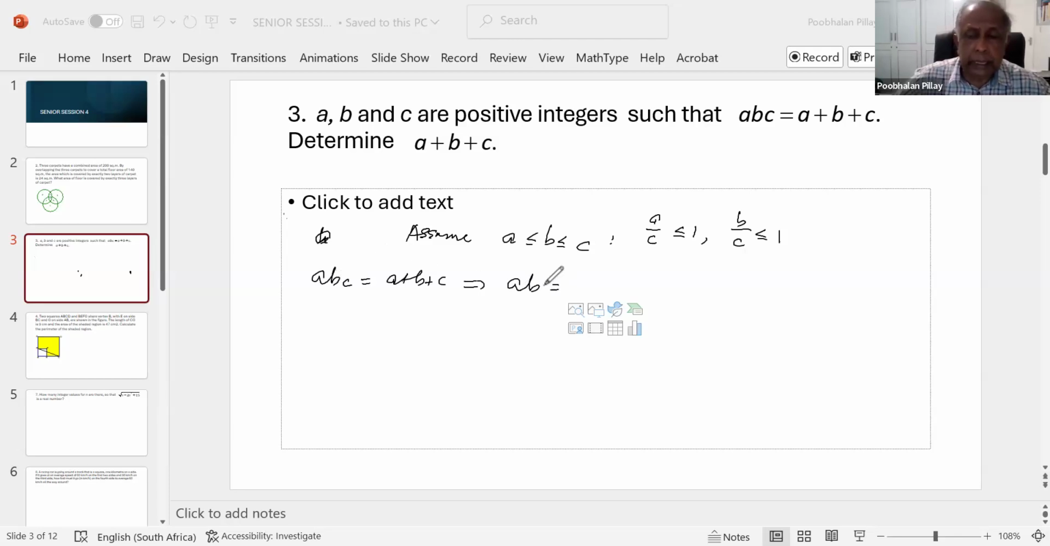You'll get AB on the side. And here you'll get A over C plus B over C. I'm dividing each number by C. And C over C is just 1. So I divide both sides by C, and this is what I get.